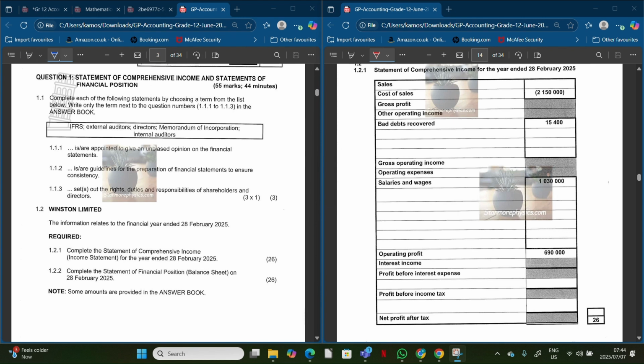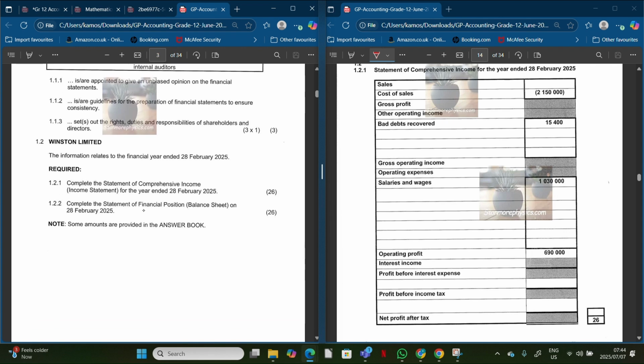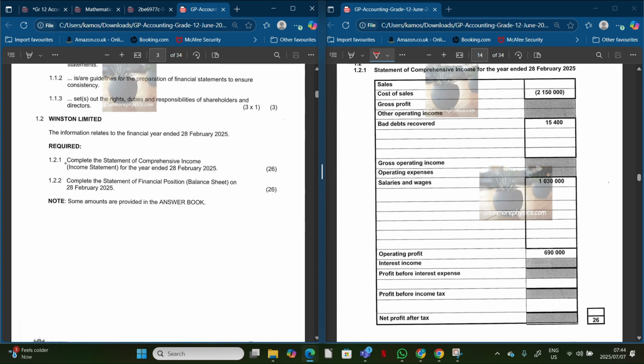So now, we first have the 2025 question paper on the left, then here it's just the answer sheet that they'll give you on the right hand side, right? The question obviously is the statement of comprehensive income and statements of the financial position. The first part I'm just going to leave out. So we're going to go straight into 1.2.1 whereby they say complete the statement of comprehensive income, which is your income statement for the year ended.